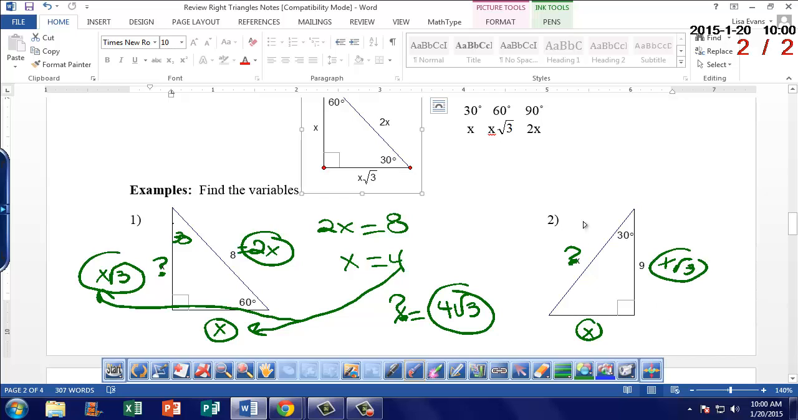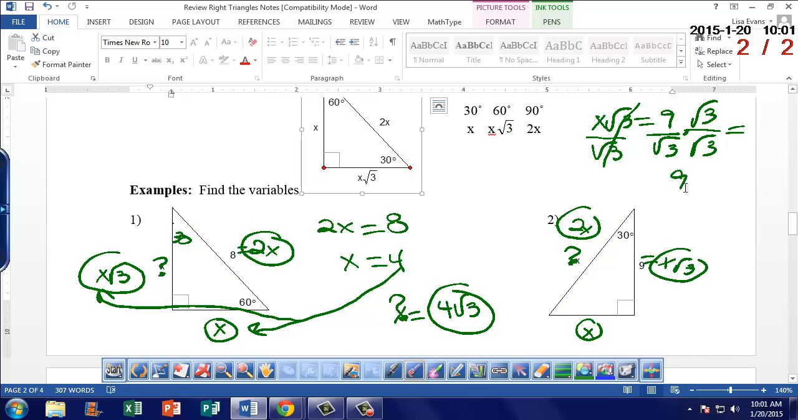And opposite the 90 is 2x. Now, this is the side I was given, so that's my equation. My equation is x root 3 equals 9. I need to get x all by itself, so I'm going to go ahead and divide both sides by root 3. Now, you can't leave your answer like this, so I'm going to multiply the numerator and the denominator by root 3.